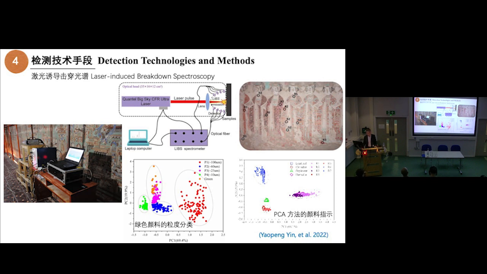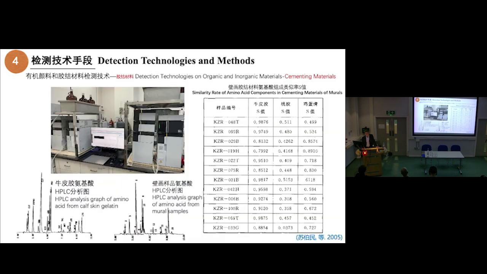We also developed and did some research using the laser induced breakdown spectrometer, where we also got a very interesting result through this kind of research. We found that we can do this distinction. We can find a difference, the different particle size, same color, and use a PECA method to indicate the result. About organic material, we use HPLC to analyze, for example, binding medium.